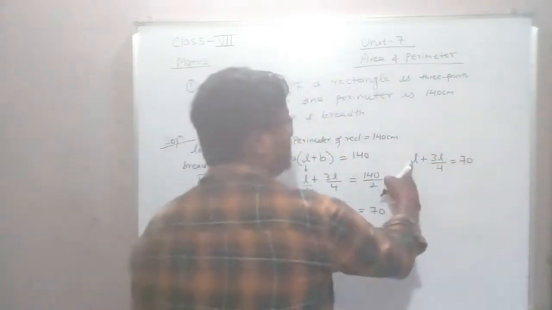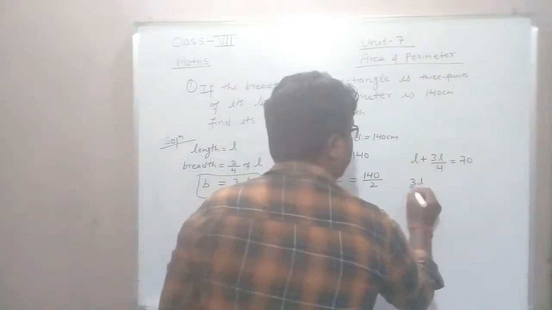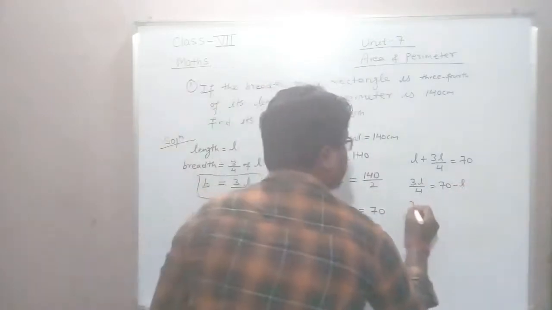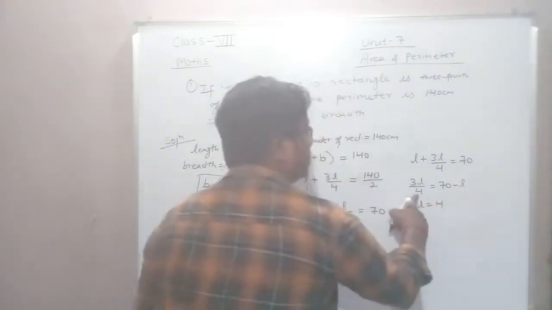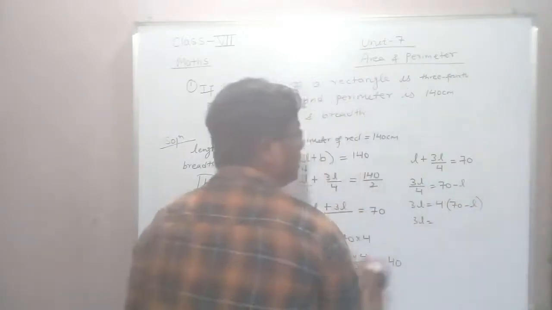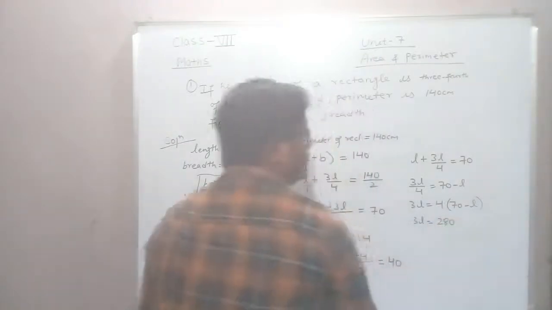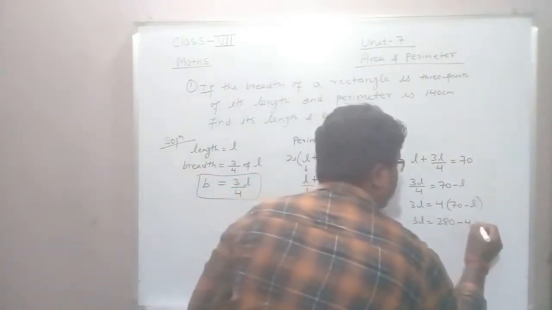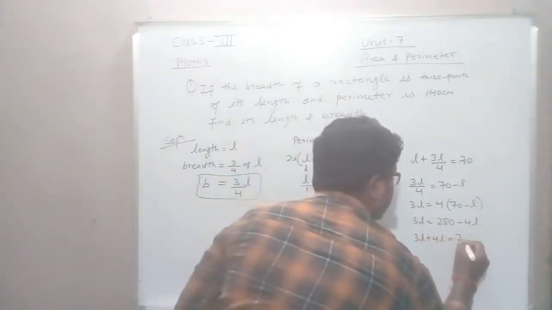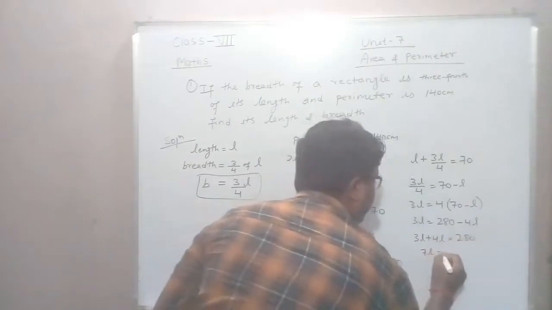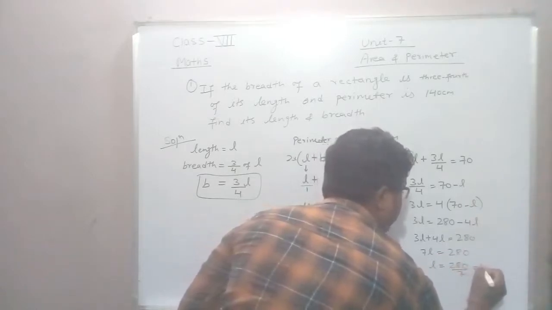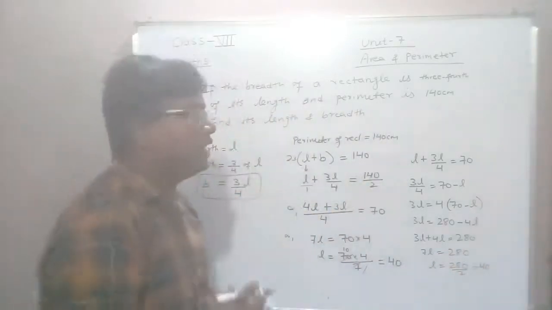So what you can do, you can transfer this L to the right hand side. 3L/4 is equal to 70 minus L. So 3L is equal to, now transfer this 4 to the right hand side, 4 times (70 minus L), that is 280 minus 4L. Now this 4L transfer here. 3L plus 4L is equal to 280. This is 7L is equal to 280. So L is equal to 280 divided by 7, that is 40. So without finding the LCM, that also you can do.